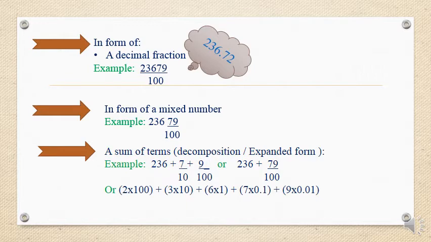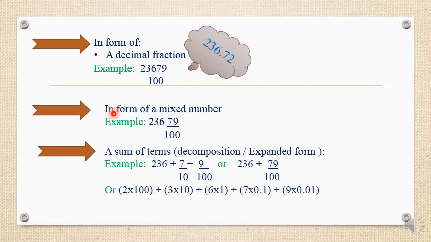We can write or express a decimal number in the form of a decimal fraction, which we discussed in our previous lesson. A decimal fraction could be written as a fraction whose denominator is 10, 100, 1000, or 10,000, etc. And we said that a decimal fraction gives a decimal number. So this fraction gives this number.